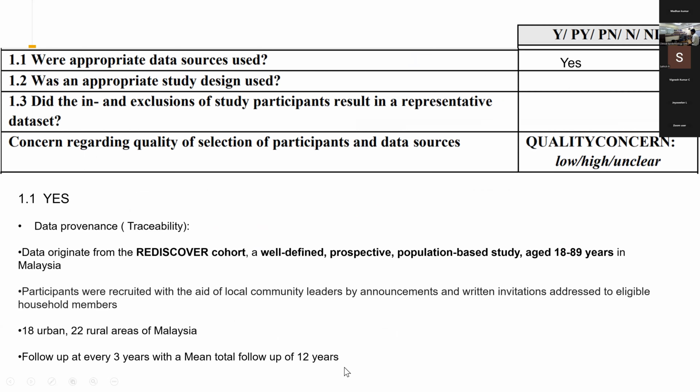So the participants in the study were recruited with the aid of local community leaders, by announcements and written invitations. It included both urban and rural areas in Malaysia. The follow-up interval was every 3 years, with a mean total follow-up of around 12 years.